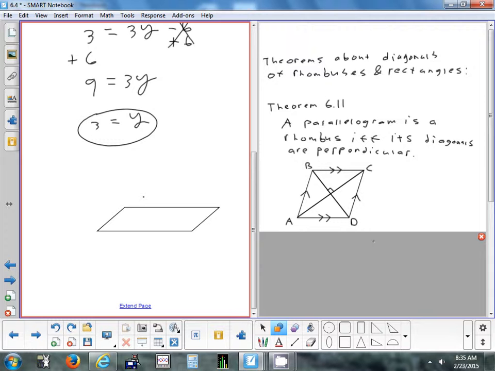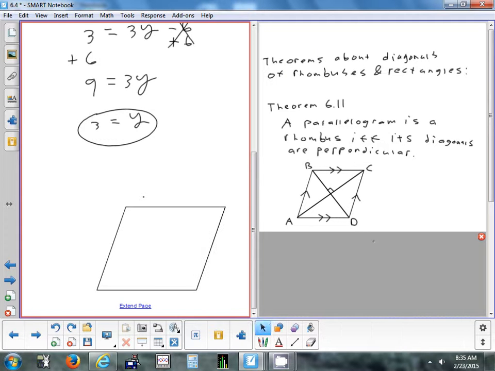Okay, I can't draw it like that. That's not a rhombus. That's a parallelogram. Okay, if you draw in your diagonals, it'll always be a 90. And if you have one right angle, how many do you really have in that middle part? 4. If 2 segments are perpendicular, they intersect to form 4 right angles.